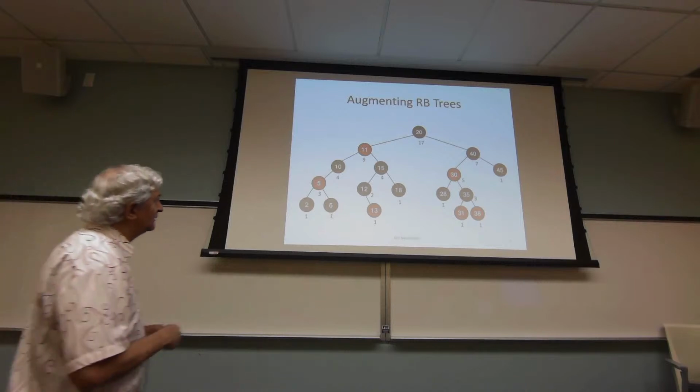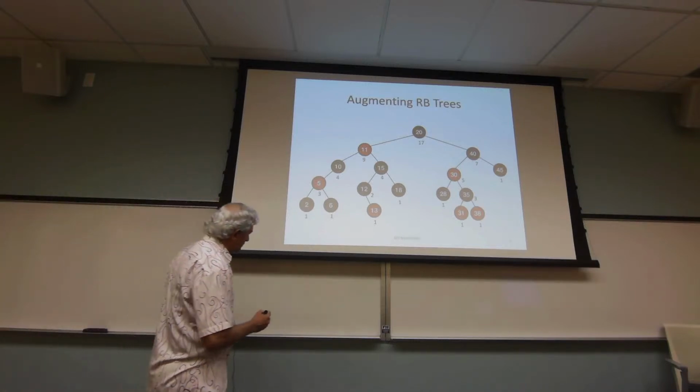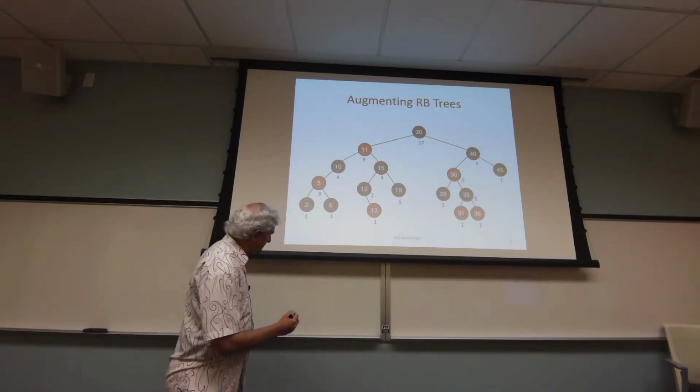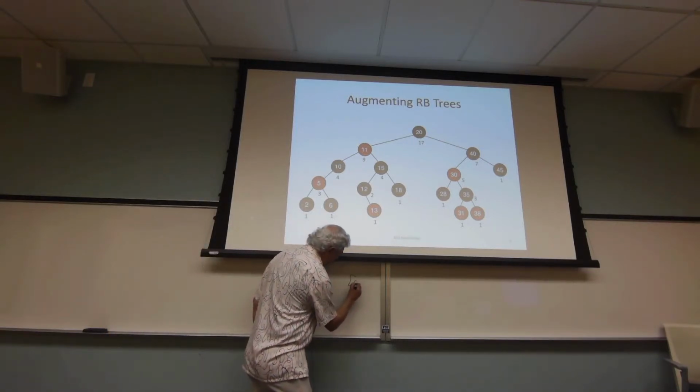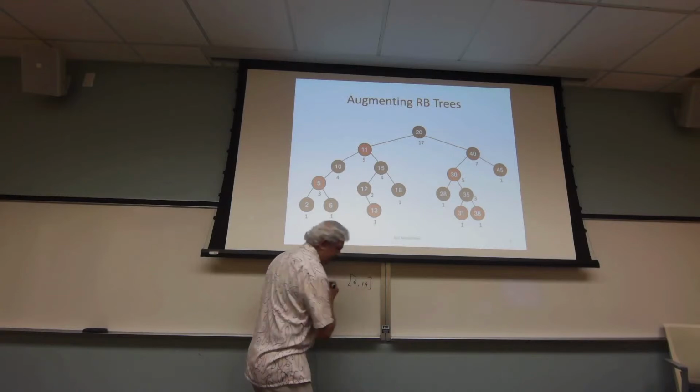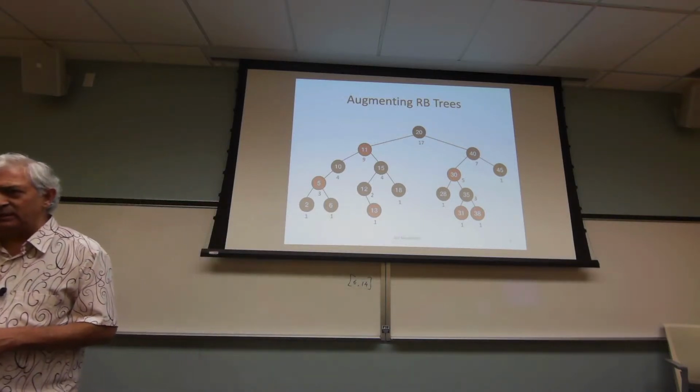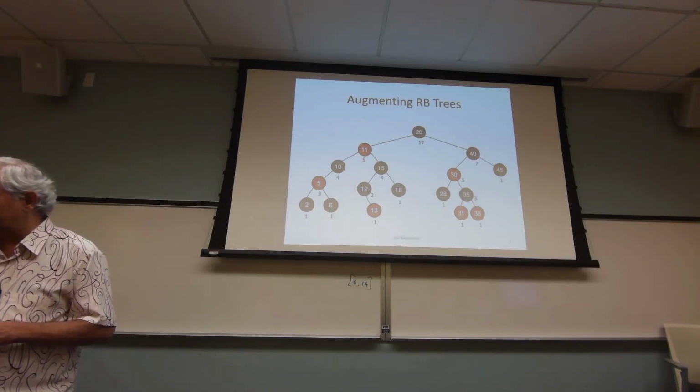Okay. All right. So what we do is we want to know how many items are between 6 and 14. Let's just pick these 2 numbers. We could have picked any numbers we liked. It doesn't really matter what we pick.